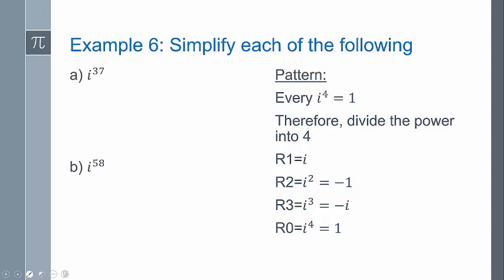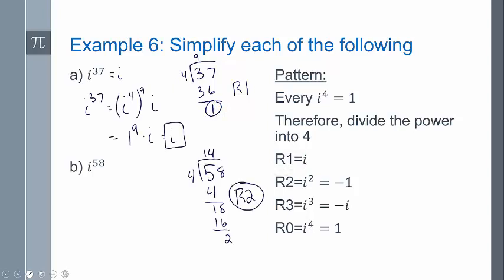So for example, if I have i to the 37th, I take 37 and divide that into 4. 4 goes into 37 9 times, there's my remainder. So because my remainder is 1, it simplifies into i. And there's like the visualization of that. If I took 58, divide that into 4, I get remainder 2. So because it's remainder 2, that's i squared, therefore it's going to be -1.